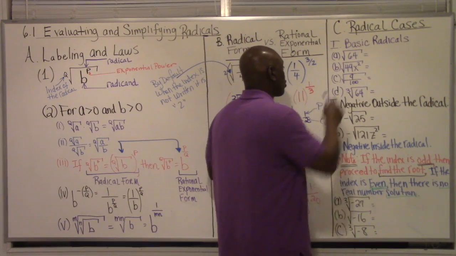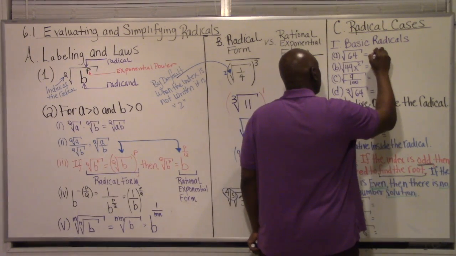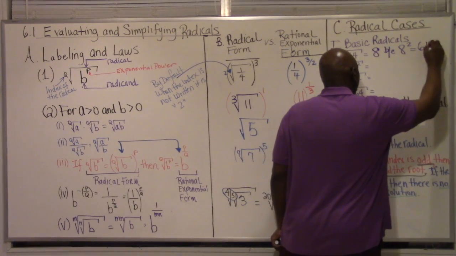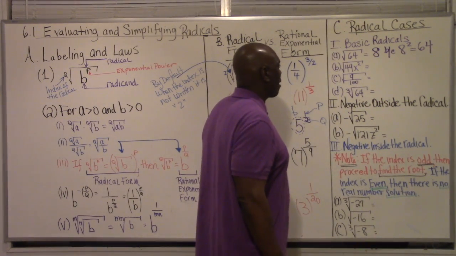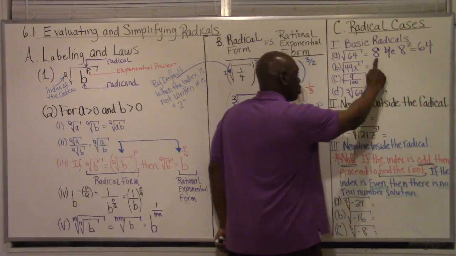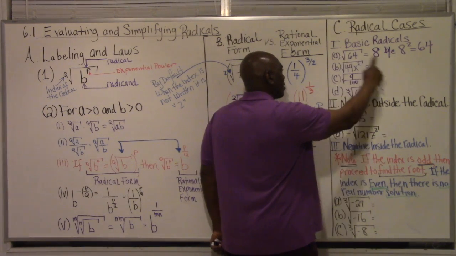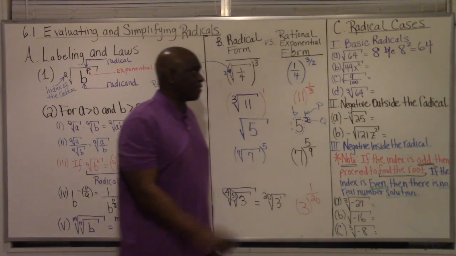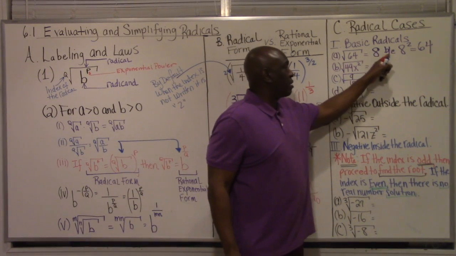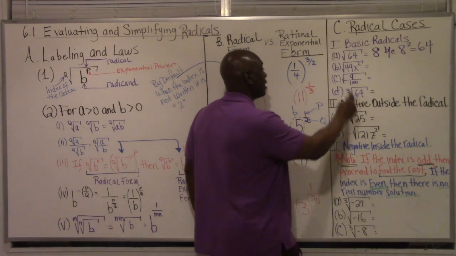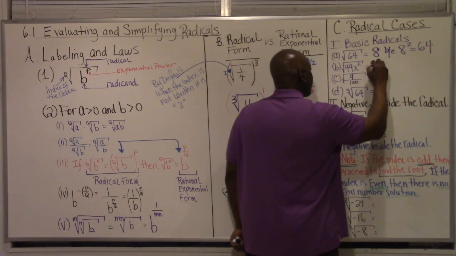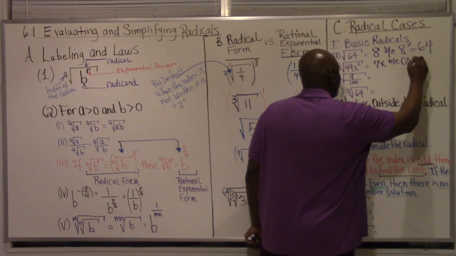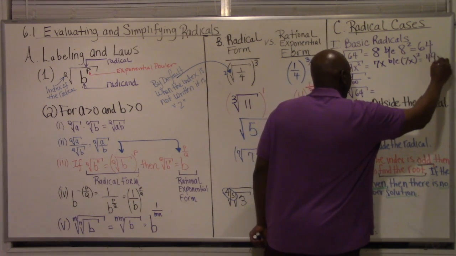All right, so we have the square root of 64, which is 8, because 8 squared is 64. That's why. If I take this 8 to the power of the index 2, I get back my radicand, my base, 64. That's it. So root 64 equals 8 because 8 squared is 64. Likewise, the root of 49x squared is 7x, because 7x squared is 49x squared.